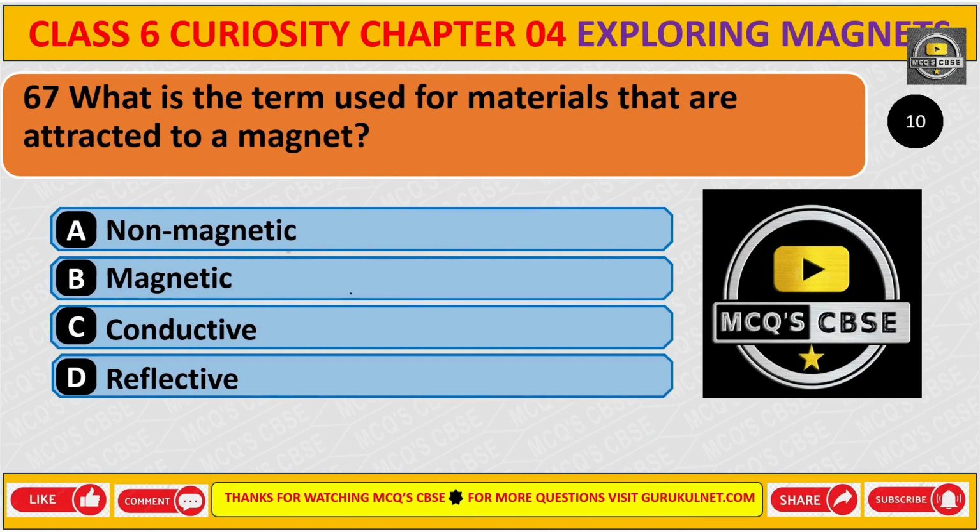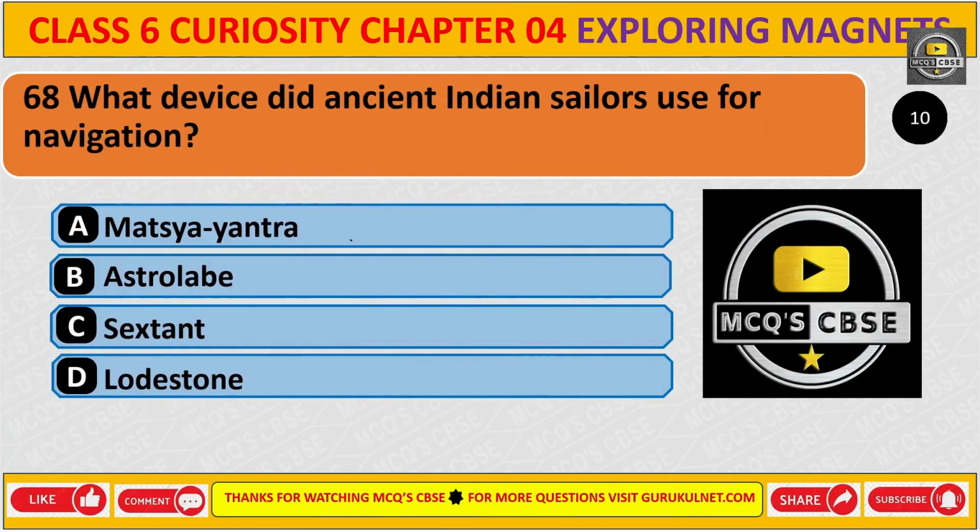What is the term used for materials that are attracted to a magnet? And the correct answer is B, magnetic. What device did ancient Indian sailors use for navigation? And the correct answer is A, Matsya Yantra.